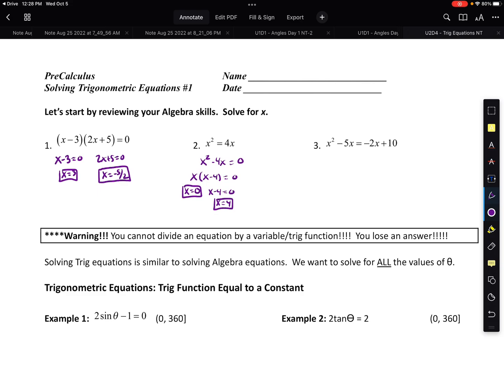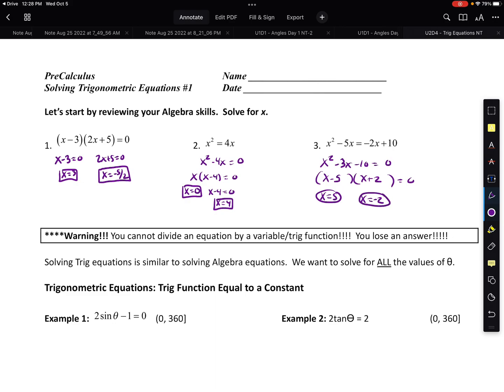Last one, everything set equal to 0, x squared minus 3x minus 10 equals 0. Now, what two numbers multiply to negative 10 and add to negative 3? X minus 5, x plus 2, which means x equals 5 and x equals negative 2.